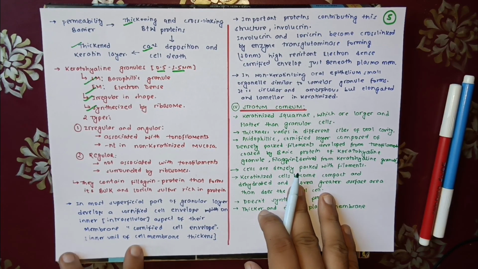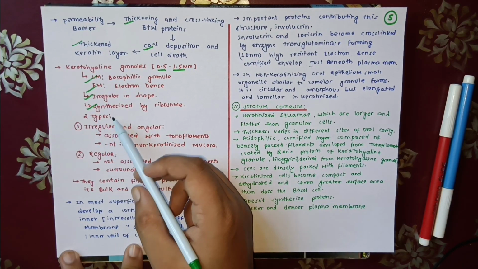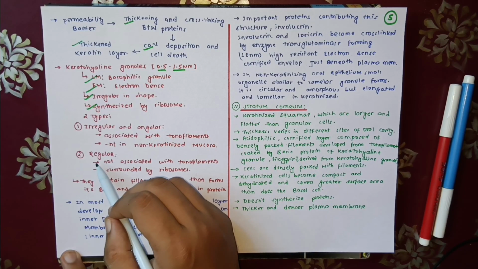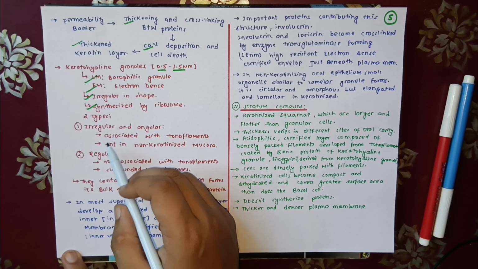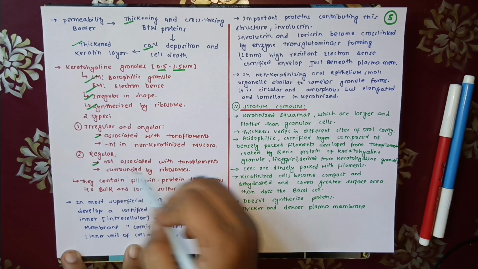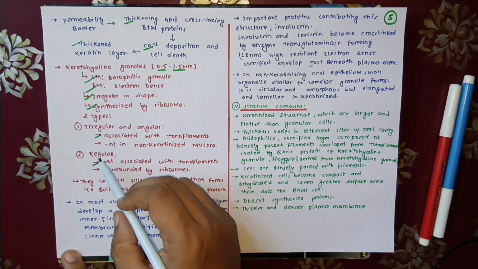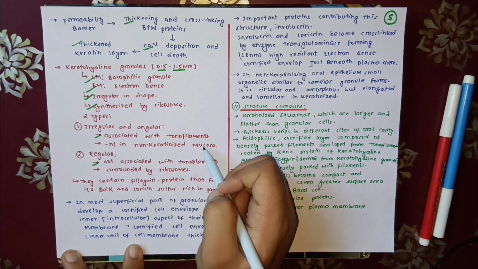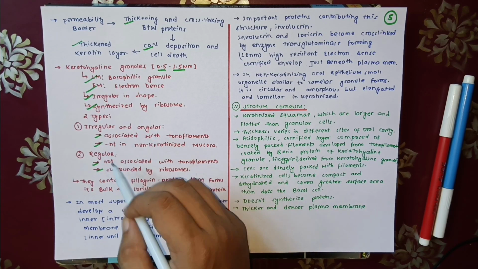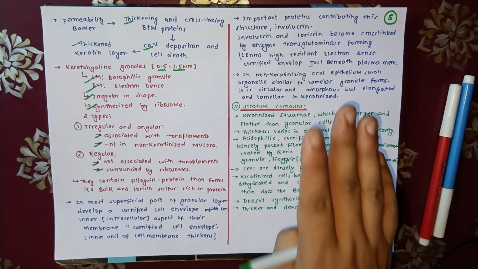After that, we have two different types of keratohyaline granule. One is irregular and angular, another is a regular type. The irregular type is associated with the tonofilaments, but the regular type is not associated with the tonofilaments. They are absent in non-keratinized mucosa, and they are surrounded by ribosomes. So you should remember that we have keratohyaline granules.